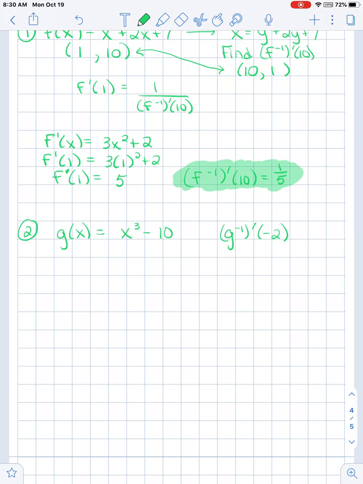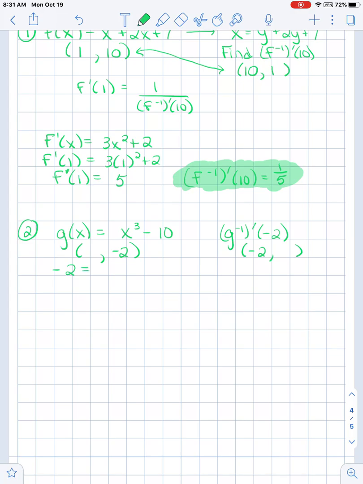I could go about finding the inverse of g of x. I really could. That would be absolutely doable. In this case, we can find the inverse, but let's look at the reciprocal relationship instead. I know that in the inverse, the x-coordinate is -2. I know that in the original function, the y-coordinate is -2. So if I can find the input for the original function, I can just find the derivative of that. Let me show you what I mean.